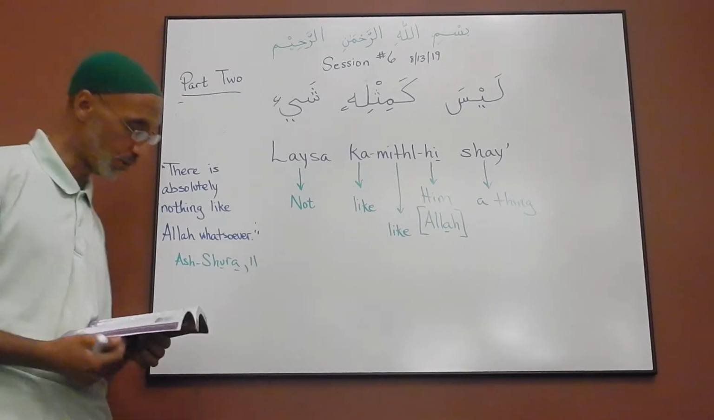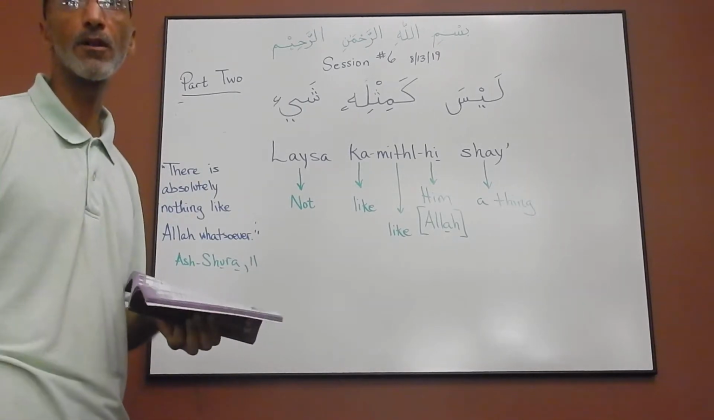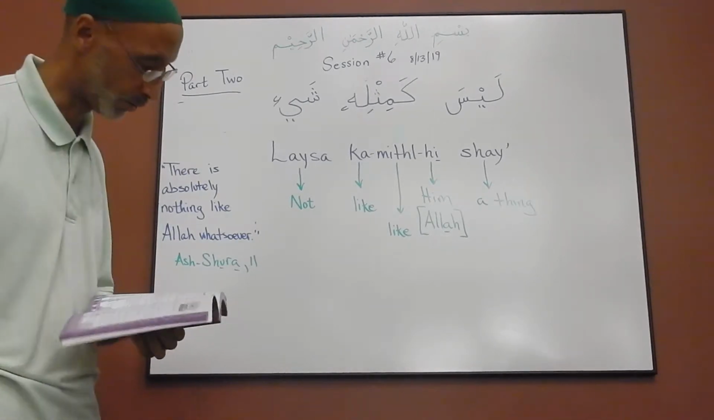So now let's continue from the book. How much time, Sayyid Tara? 18 minutes. Okay, we're good.